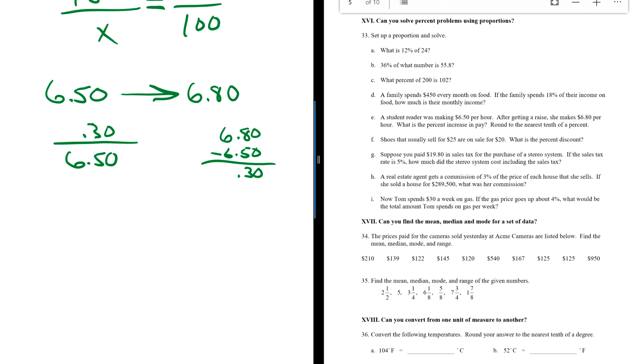And then with your calculator, when you do this, you get a number like 0.046. So the percent increase, then, if I round it to the nearest tenth of a percent, is going to be 4.6%. Okay, that's how that works. That's what that is. Move it over to.